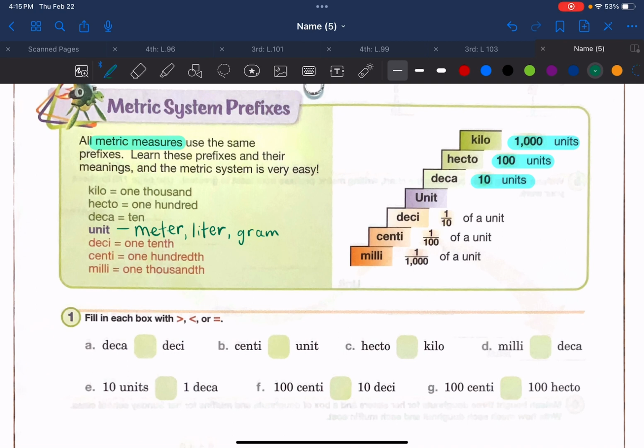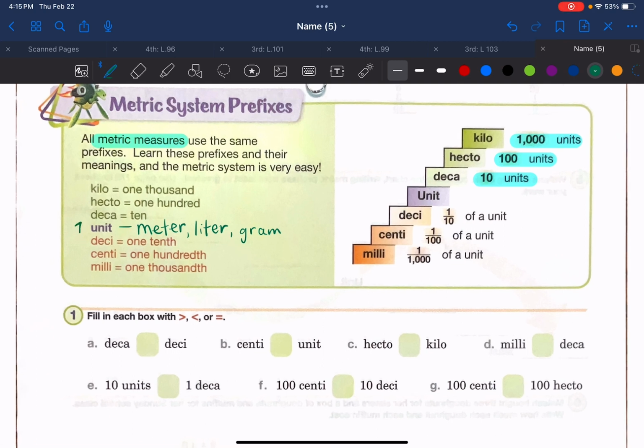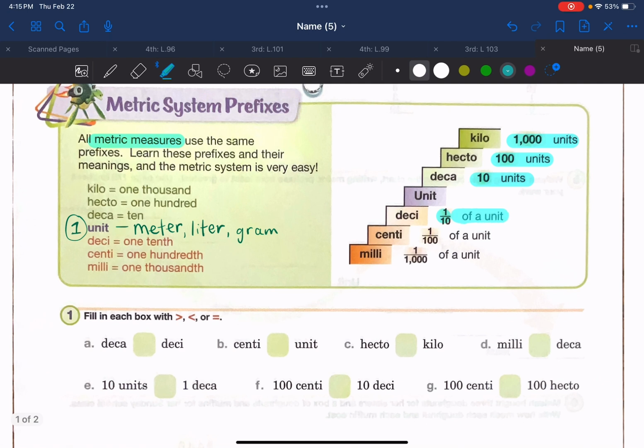And so it means like if I say meter, then all of these are going to be like a decameter, a hectometer, a kilometer, a decagram. And then so this would be like equal to 1. Okay, as a unit. Then once we get less than 1, we get to the parts, which would be like our fractions. So here's our fraction of 1/10 of a unit. So that means like 1/10 of a meter is a decimeter.